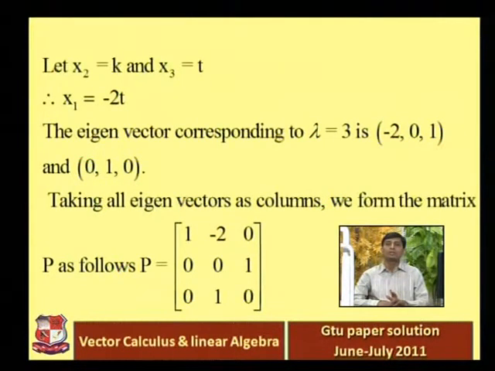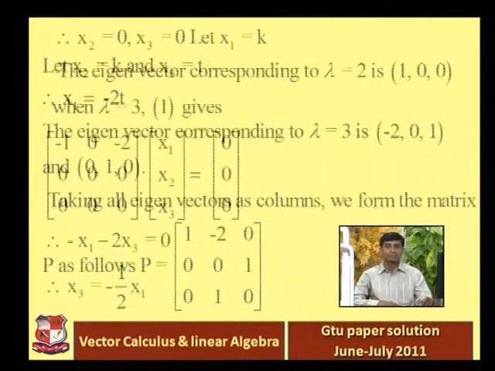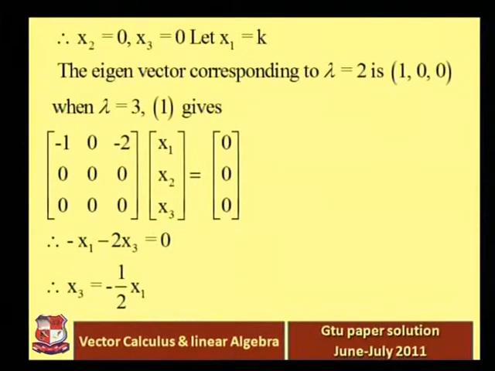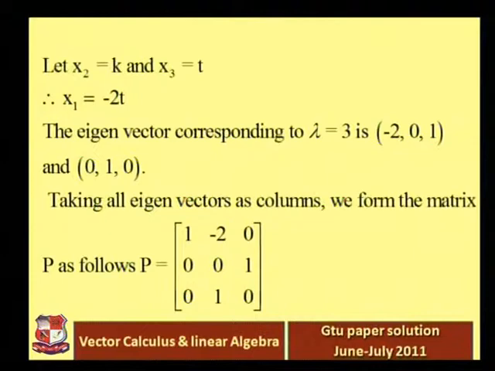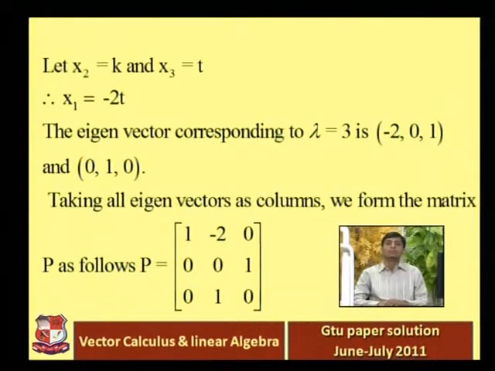Now taking all eigenvectors as columns, we form the matrix P. What is our first eigenvector? Here is the first eigenvector, 1 0 0. Second eigenvector is minus 2 0 1 and third eigenvector is 0 1 0. Put these three eigenvectors in this matrix as column vectors. So 1 0 0 is the first column, second column is minus 2 0 1 and the third column is 0 1 0. Okay, that is our matrix P.